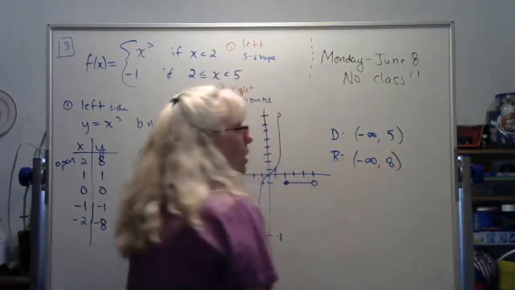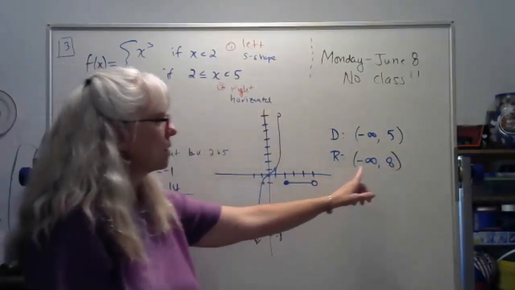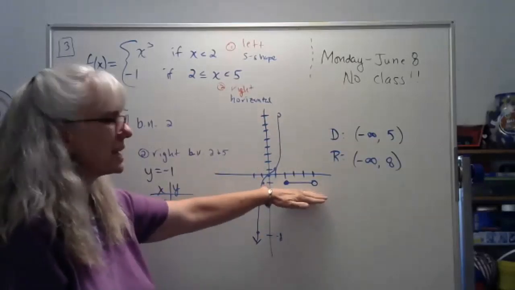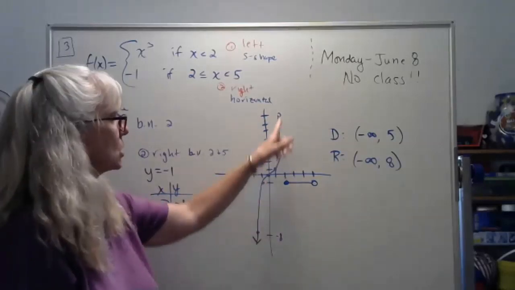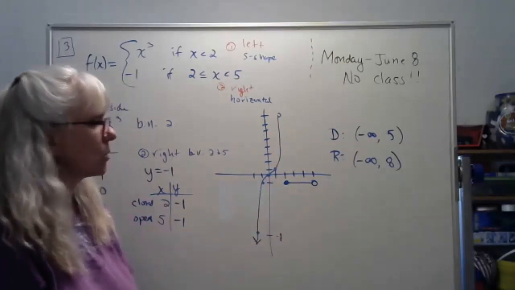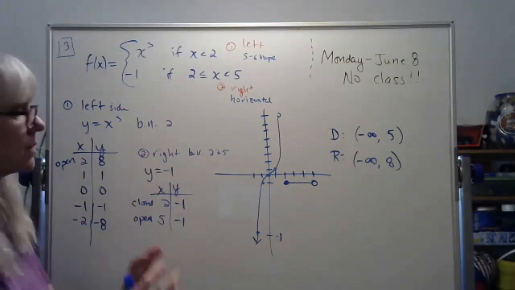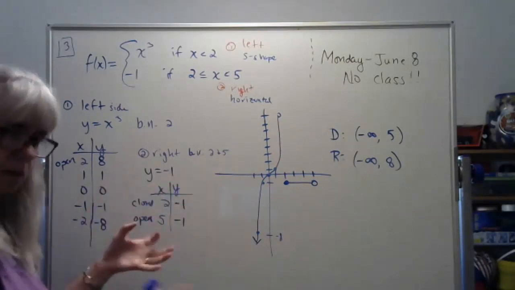Yep, beautiful. Notice that the one piece includes all the y values for the other piece, right? So the left piece, the curve, is including the y value that's on the right side. So you're not writing a domain and range for each piece. You're writing it for the overall function, and that takes a little getting used to.